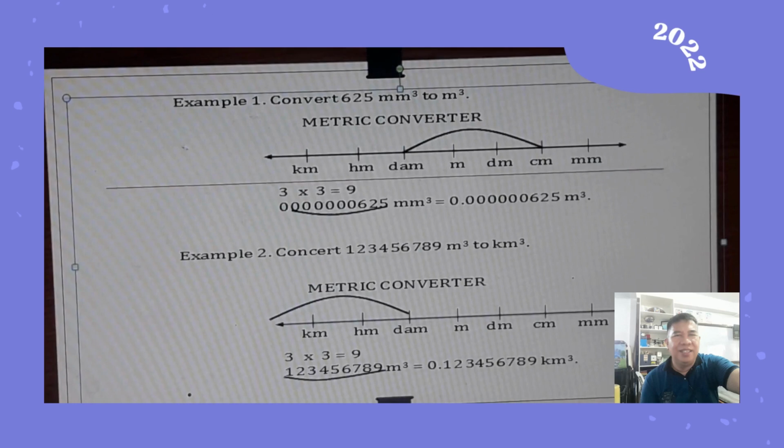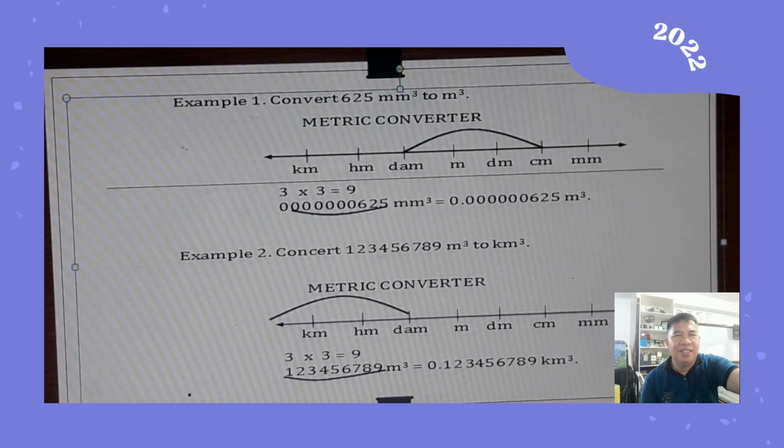So there's an advantage really on this particular example. It's not easy to find or convert a unit of numbers in decimal value, especially if you are going to multiply it manually. So it's not easy. But here in metric converter, we can easily determine its corresponding conversion.